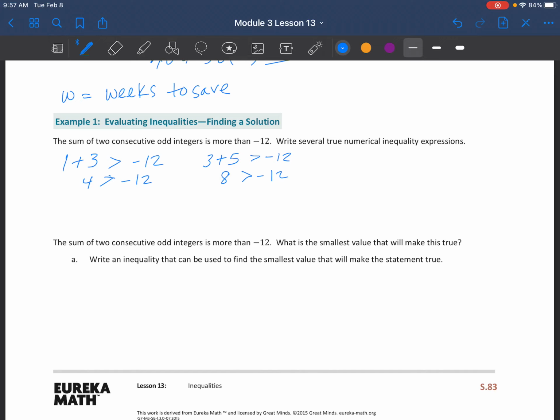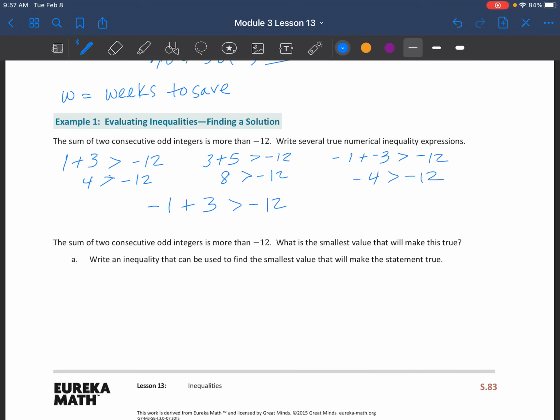All right, how about if we just go up a bit and choose 3 plus 5, because the sum is greater than negative 12. Well, 3 plus 5 is 8, and 8 is, in fact, greater than negative 12. Now, I want to give an example of what about negative numbers? Would these statements still be true? Let's try negative 1 plus negative 3, greater than negative 12. So negative 1 plus negative 3 is negative 4, and this is, in fact, still a true statement. Negative 4 is, in fact, greater than negative 12.